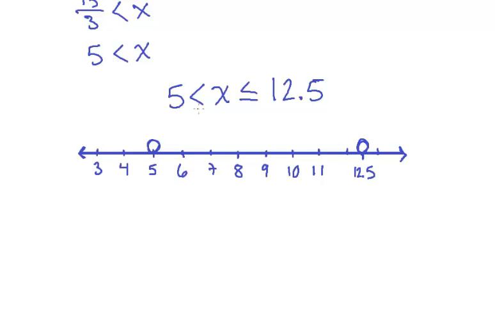Okay. Now, if you notice, the symbol for 5 does not have an extra equal mark. So that circle is going to stay open. I'm not going to color it because it's going to stay open. While the 12.5 has an equal mark.